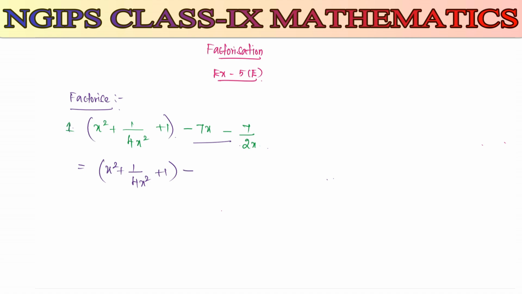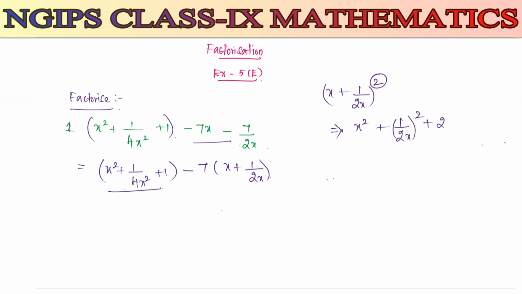Minus 7 I can take common, so the leftover here is x plus 1 by 2x. Instead of this value I am going to write x plus 1 by 2x whole square. When you expand the square you get x square plus 1 by 2x whole square, a square plus b square plus 2ab, where a value we have x, b value is 1 by 2x. Now if we simplify this, 2x will get cancelled. Here x square plus 1 divided by 4x square plus 1. So we will get this value.